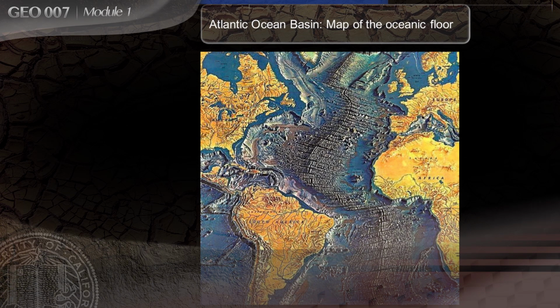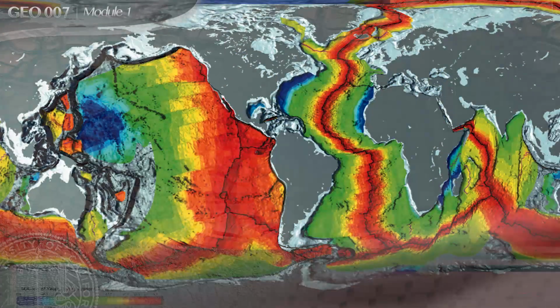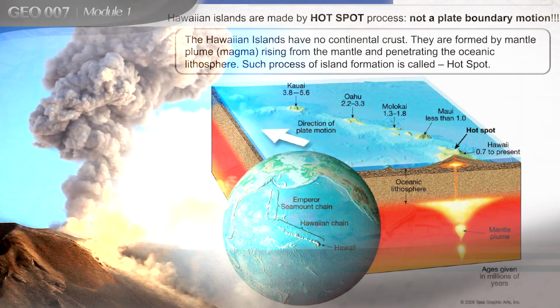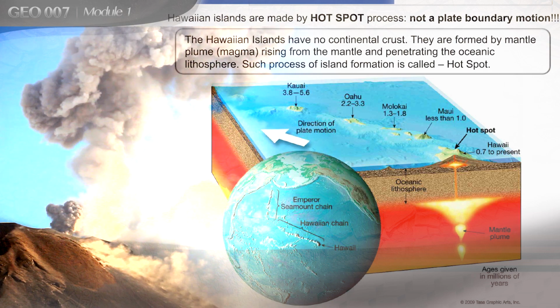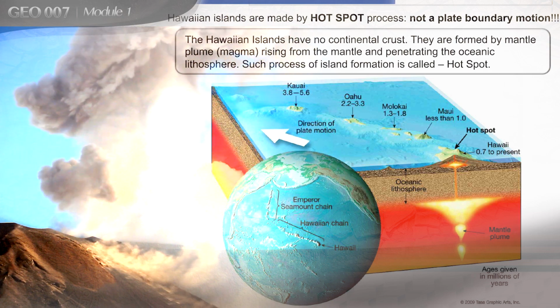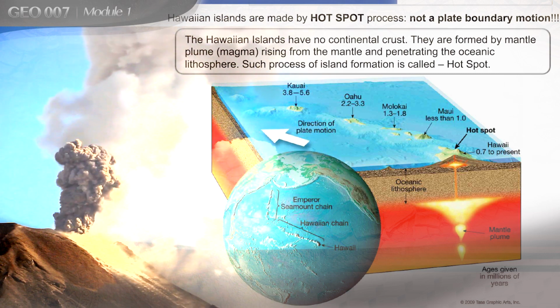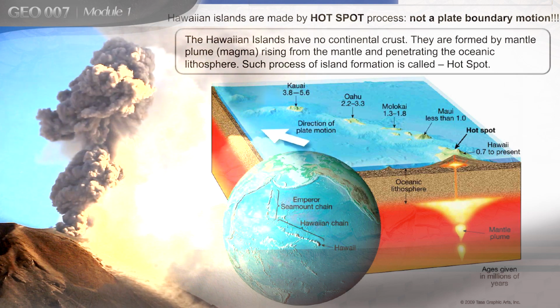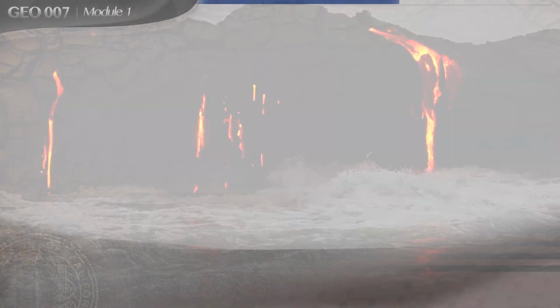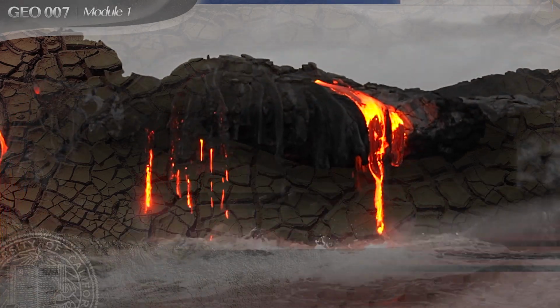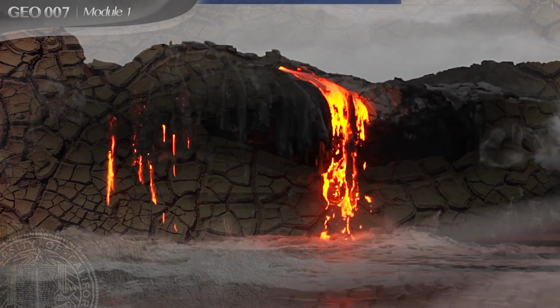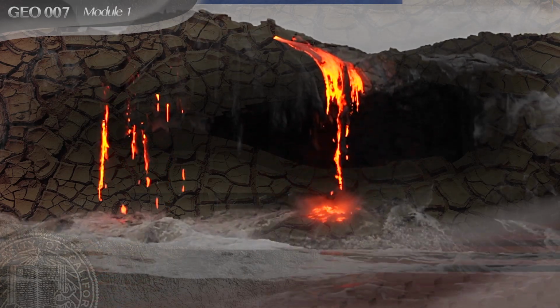This map shows the structure of the Atlantic Basin ocean floor between North American, South American, and Eurasian African plates. You may be familiar with volcanic eruptions in the Hawaiian Islands. How are they formed? The Hawaiian Islands are formed by hotspots, not by plate boundary movement. The Hawaiian Islands have no continental crust. They are formed by the mantle plume, magma rising from the mantle and penetrating the oceanic lithosphere. This process of island formation is called a hotspot.